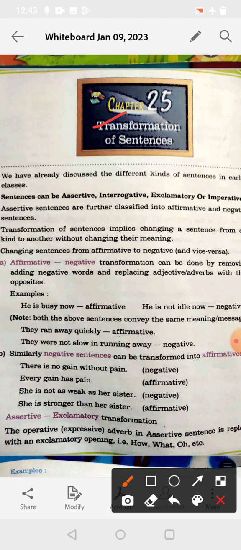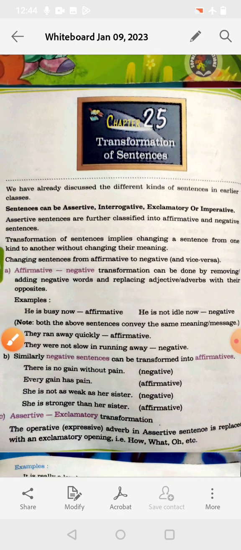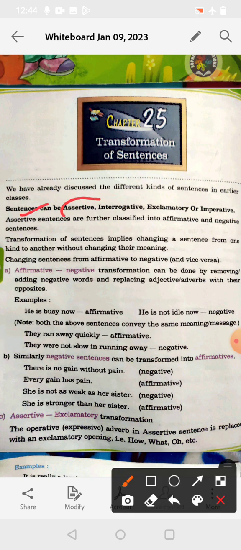You have already learned that there are different kinds of sentences, right? In your earlier classes or previous chapters, you have learned about sentences like assertive, interrogative, exclamatory, and imperative. I guess all of you know very well about these sentences. In detail also we will discuss. First of all, we will start with assertive sentences.